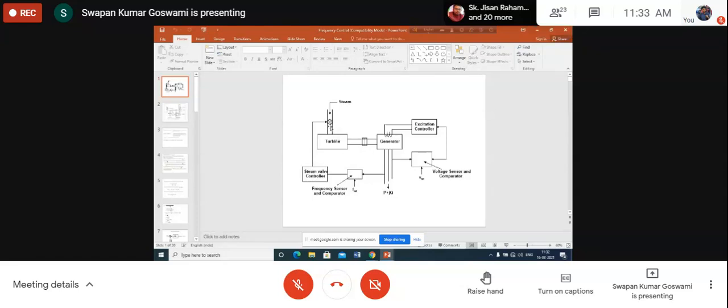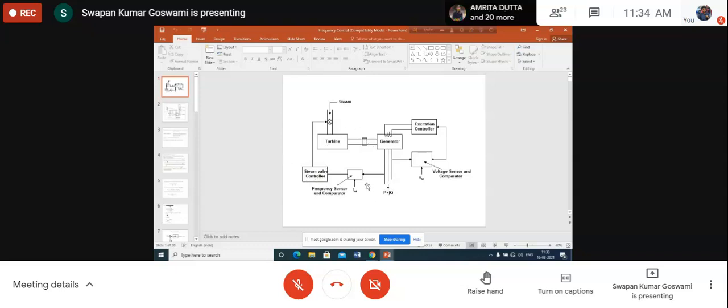If the steam valve of the turbine is opened more, more steam will enter. If it is reduced, the steam flow will be reduced, and as a result the turbine torque will be increased or decreased, and the turbine shaft is coupled with the generator shaft. So as the turbine power output is changed, obviously the mechanical power input to the generator is also changed. This is the mechanism of controlling the input to the generator and controlling the frequency of the generator.